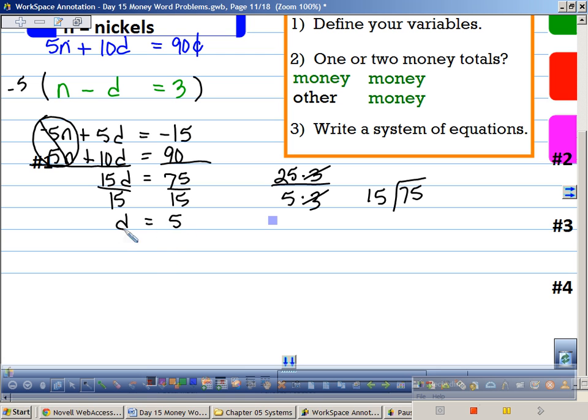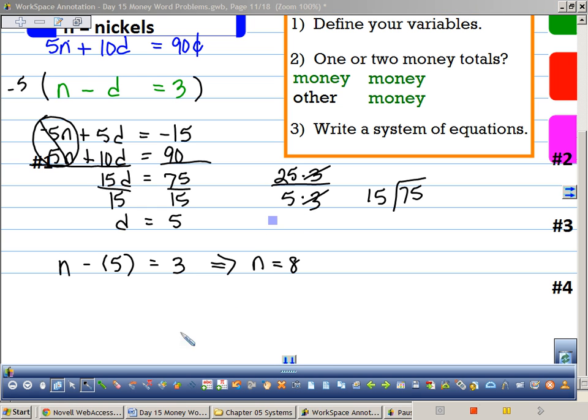I have 5 dimes. If I have 5 dimes, then how many nickels would I have? Nickels minus dimes equals 3. How many nickels would I have? 8. See how that is, Mario? 8 nickels? Now you get it? Good. Just like we've been doing the whole time, right? So we'll put nickels over here. Nickels equals 8.